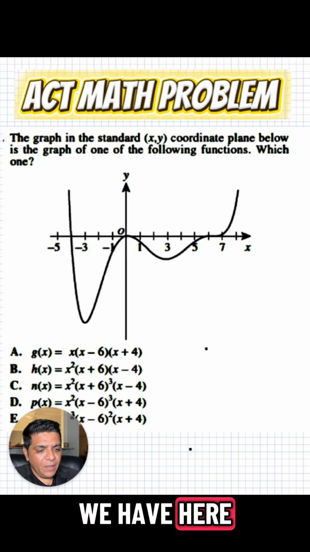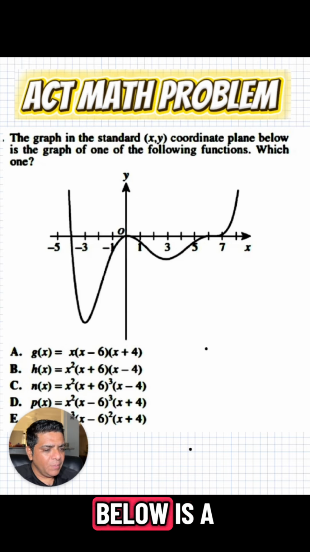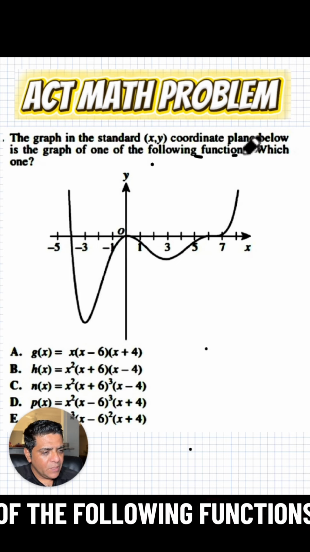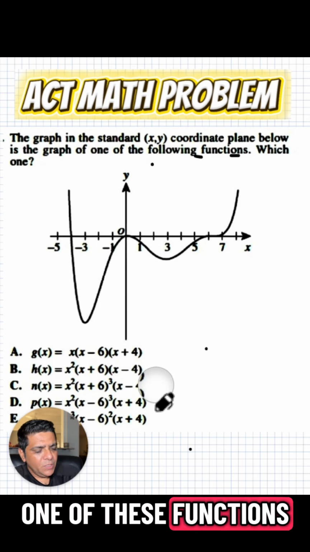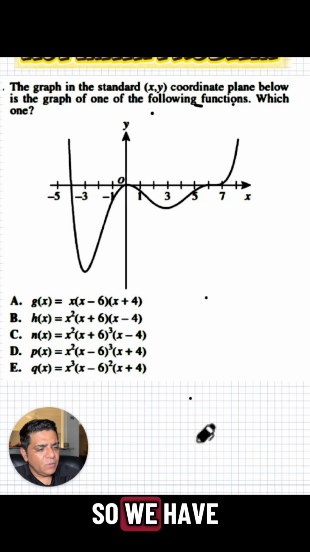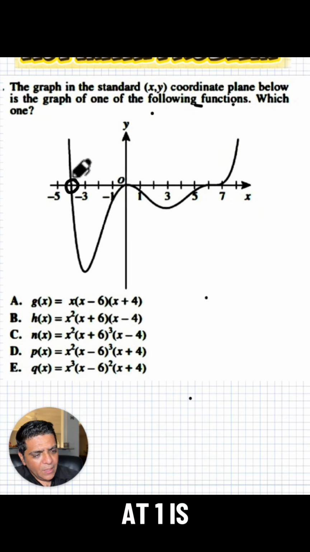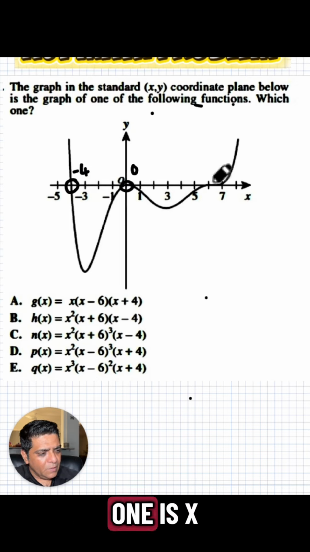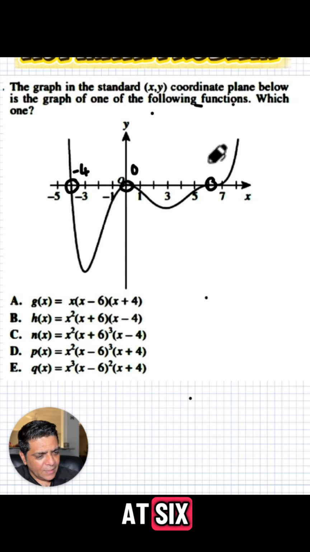Okay, so what we have here is a graph on a standard xy coordinate plane. Below is a graph of one of the following functions. Which one? So let's see what we can find out more from the graph here. We have three x-intercepts: one is at -4, the other one is at 0, and the third one is at 6.